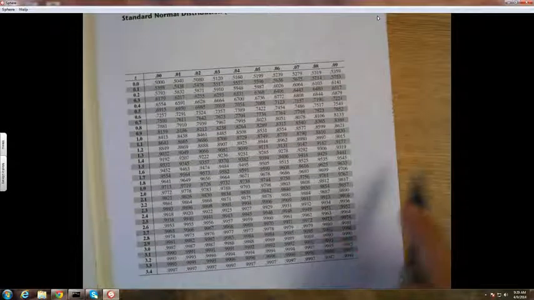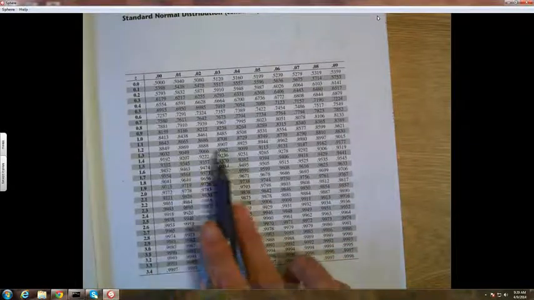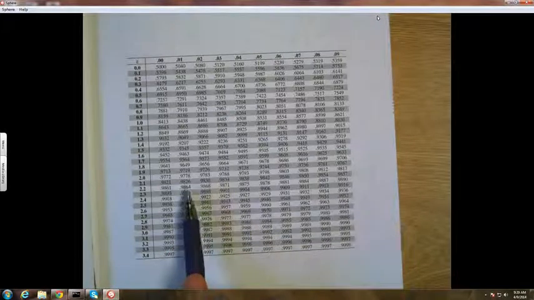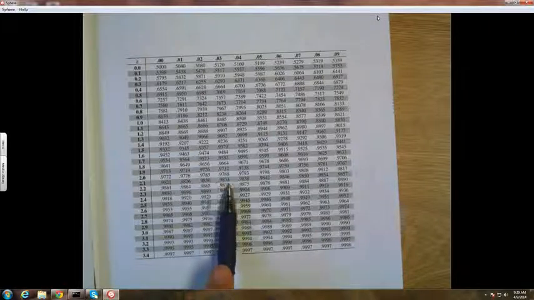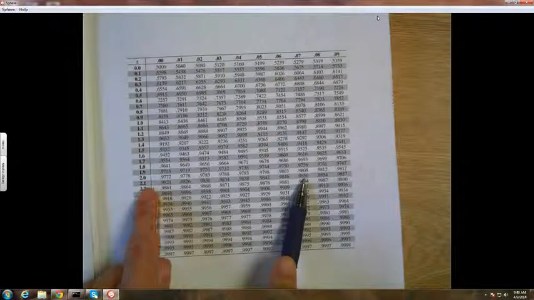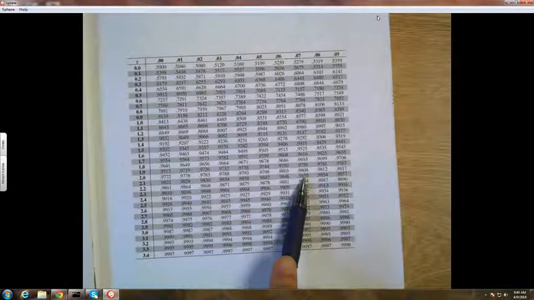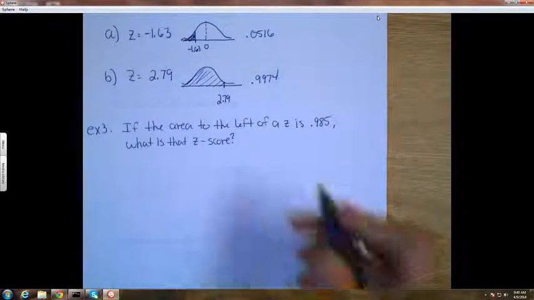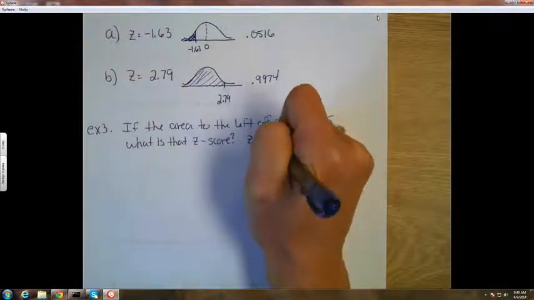It's just searching for the closest value you can get to 0.985, and these increase as I go out. So what's the closest you can get to 0.985 on here? Oh, it's right there. 2.17, yeah. 2.17. Good. Okay. Z-score would be 2.17.